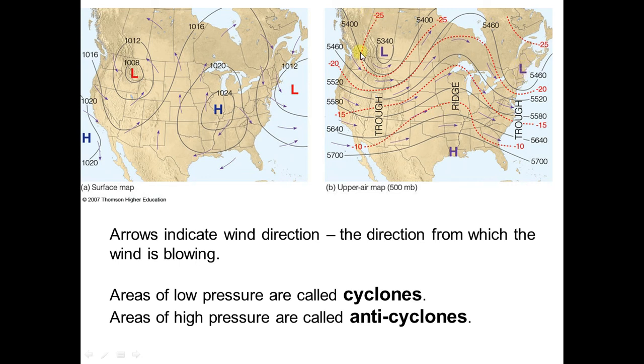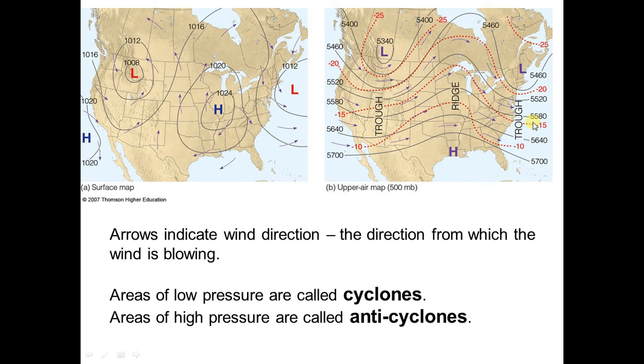Also, the dashed red lines are isotherms, the temperatures in degrees Celsius at the 500 millibar level. Again, as you'd expect, the farther north you go, the colder the temperatures get. Farther south, the temperatures get warmer. Notice the winds, these purple wind arrows, the streamlines showing us wind motion direction. Notice they blow parallel to the contour lines.